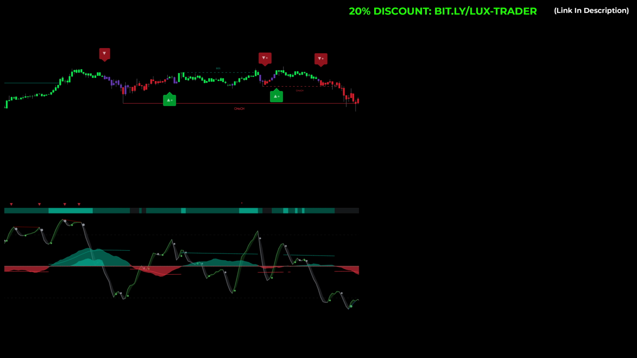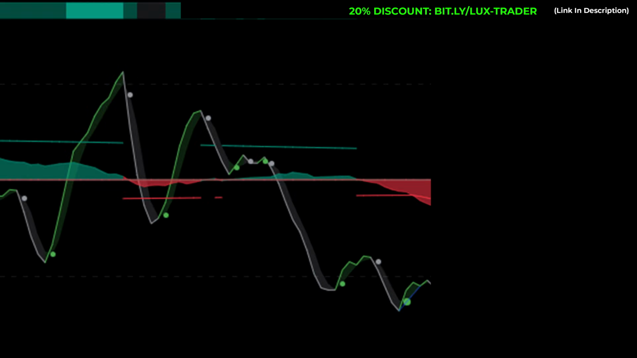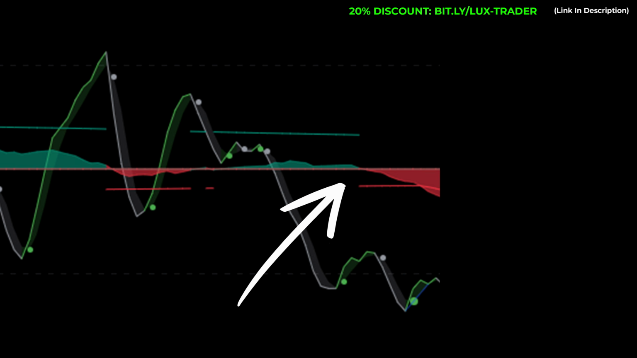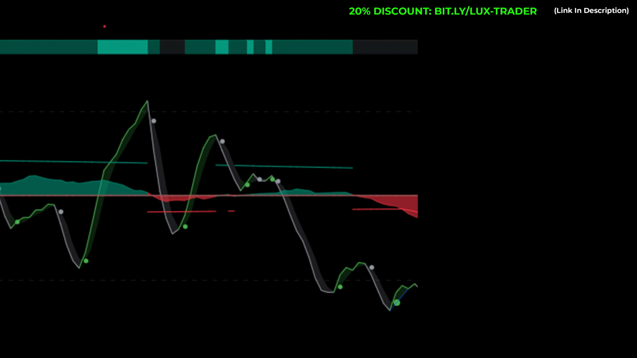Now you can spot here an internal market structure label, a bearish CHoCH, and you can spot here a swing market structure label. It is this bearish CHoCH right here. And the money flow changed from being very flat and colored in green to red, and it's touching the threshold line. It's a very bearish signal.